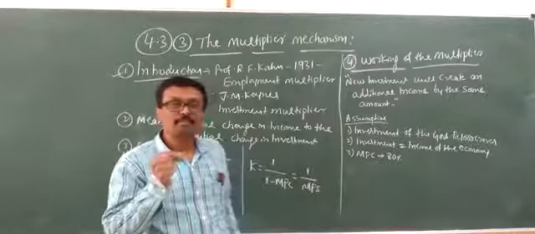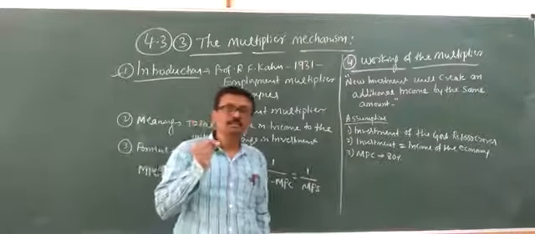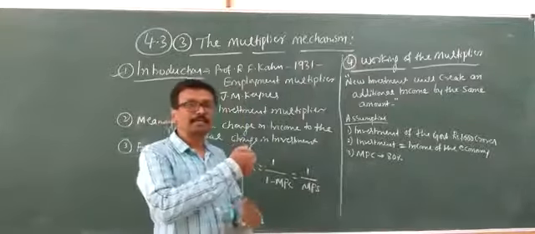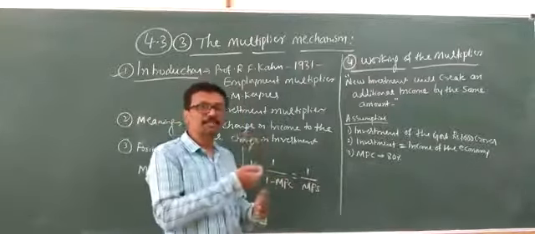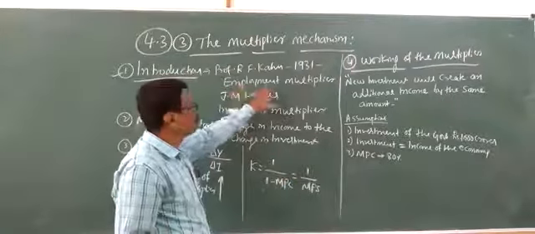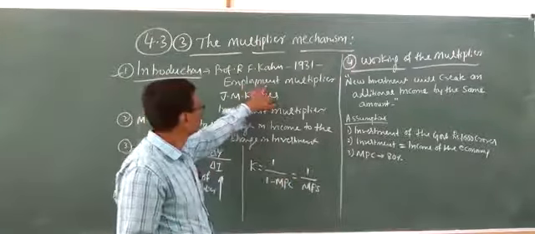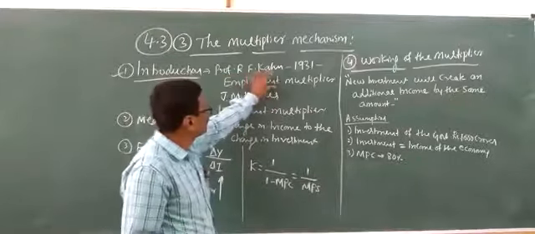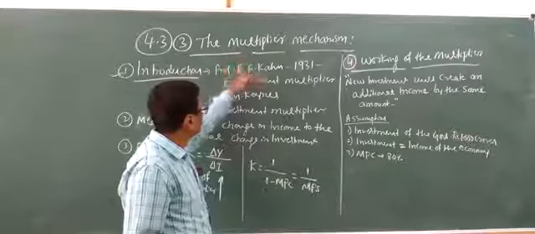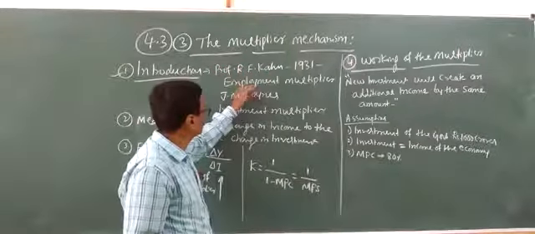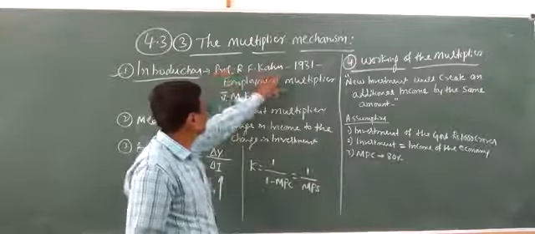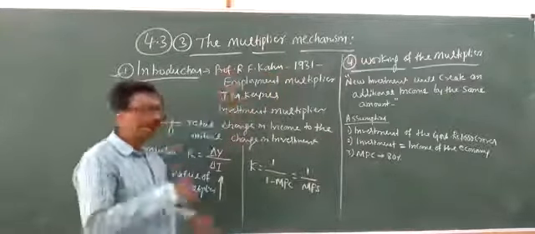Employment generation is one of the important indicators of economic development, and employment multiplication leads to the level of the economy's growth. So Professor R.F. Kahn gave more importance to employment generation, and that is the employment multiplier.